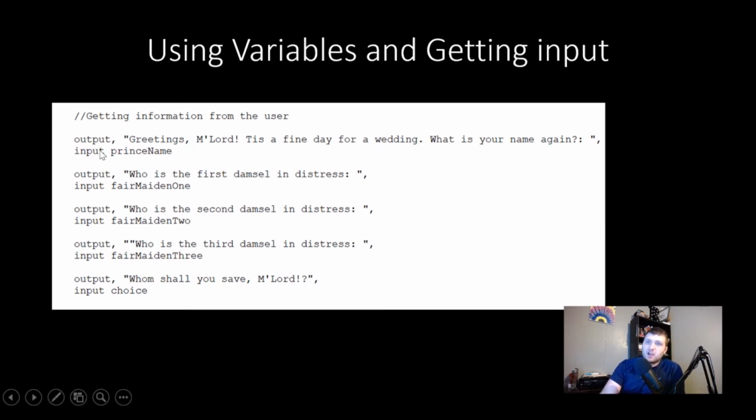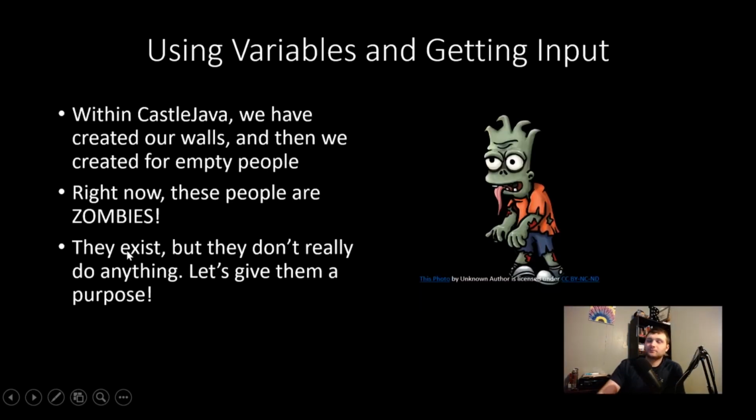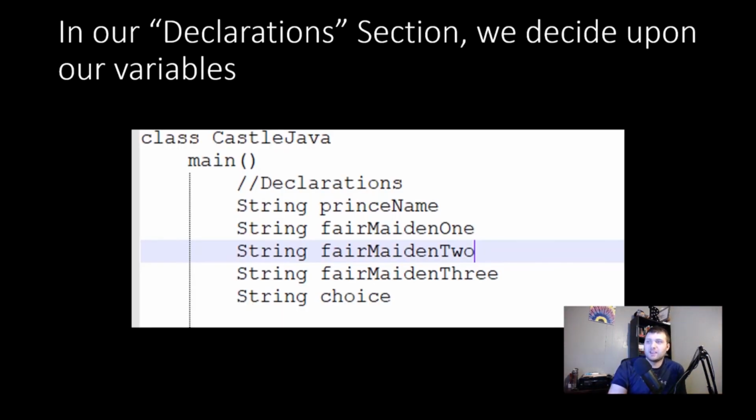So we have output, greetings, my lord, input prince name, Dale, and then our fair maiden 1, fair maiden 2, fair maiden 3, and then we're going to save one of them. That's what this means right here. That's this entire section right here. Remember, when we do string prince name, string fair maiden 1, string fair maiden 2, 3, and string choice, we create variables.